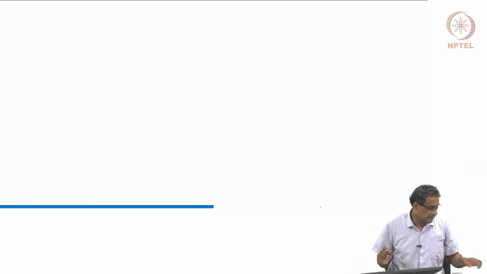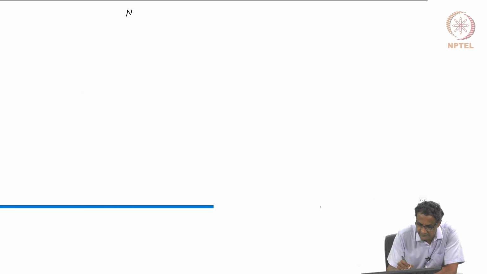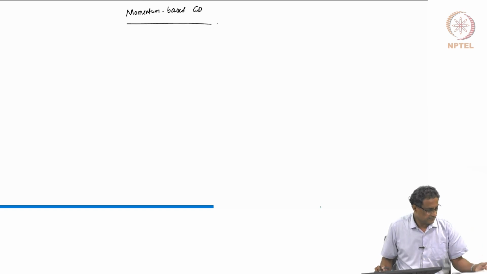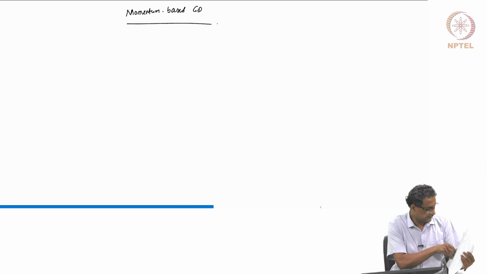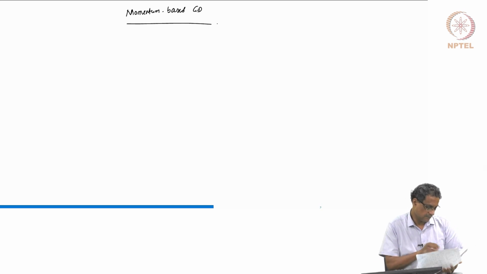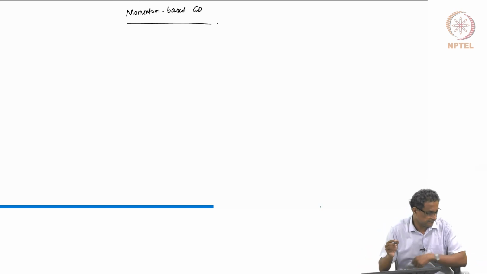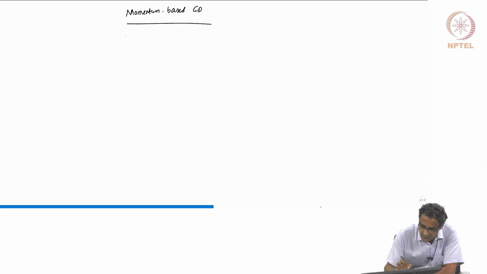So the first one, let me talk about momentum based GD, gradient descent. This momentum based GD looks like this. The weight update equation becomes something like this.